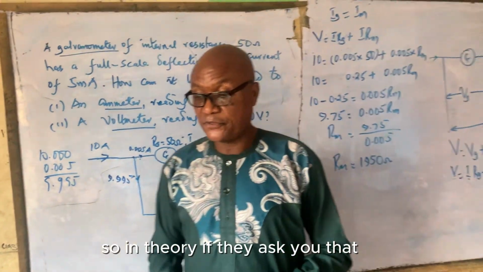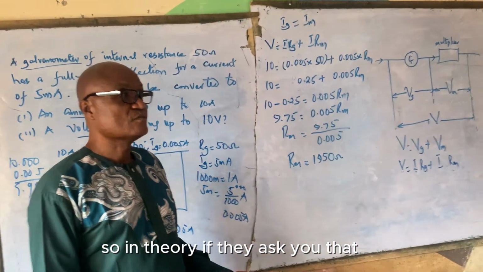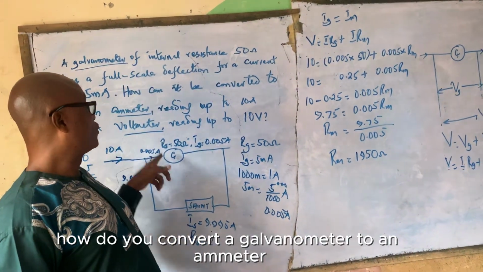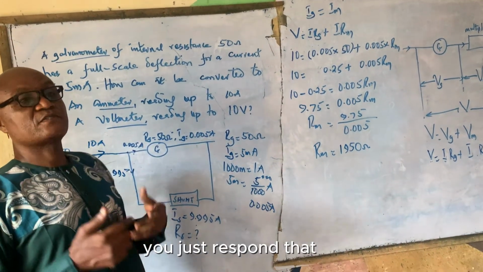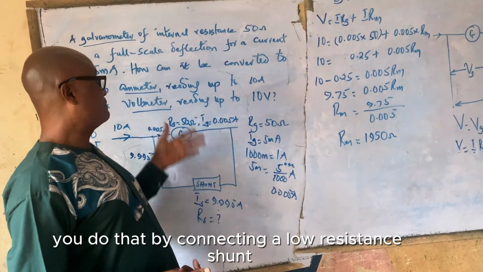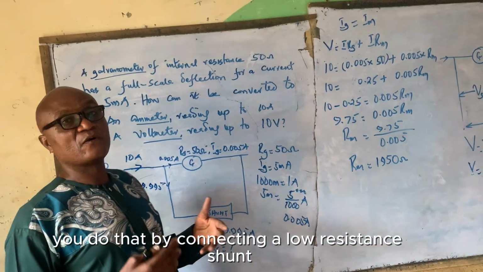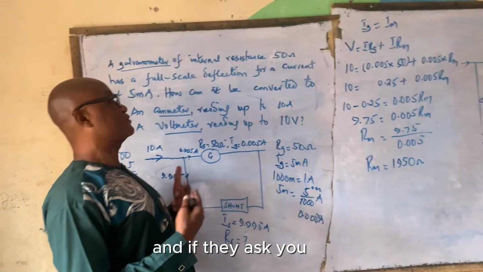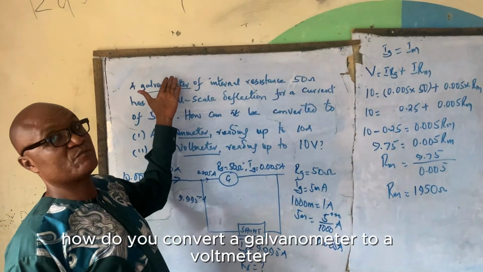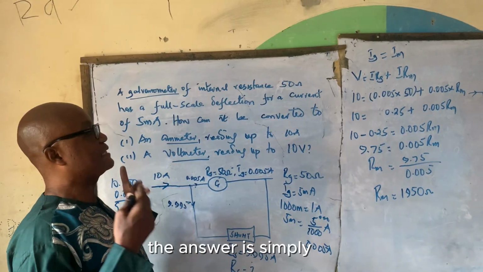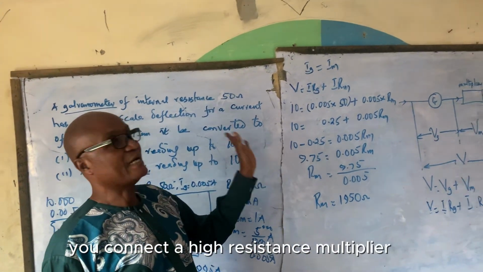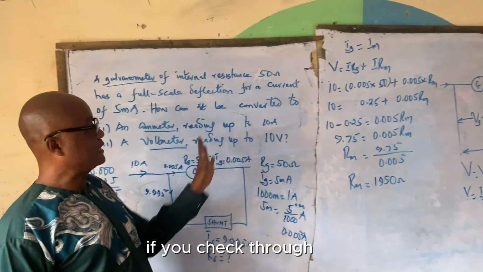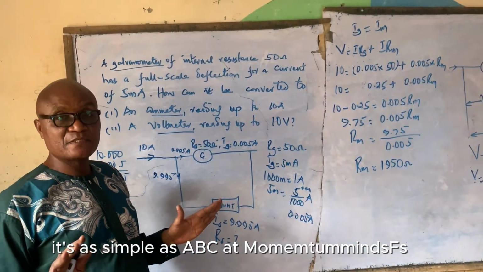So in theory, if they ask you how you convert a galvanometer to an ammeter, you just respond that you do that by connecting a low resistance shunt in parallel with the galvanometer. And if they ask you how you convert a galvanometer to a voltmeter, the answer is simply you connect a high resistance multiplier in series with the galvanometer. If you check through, it's as simple as ABC.